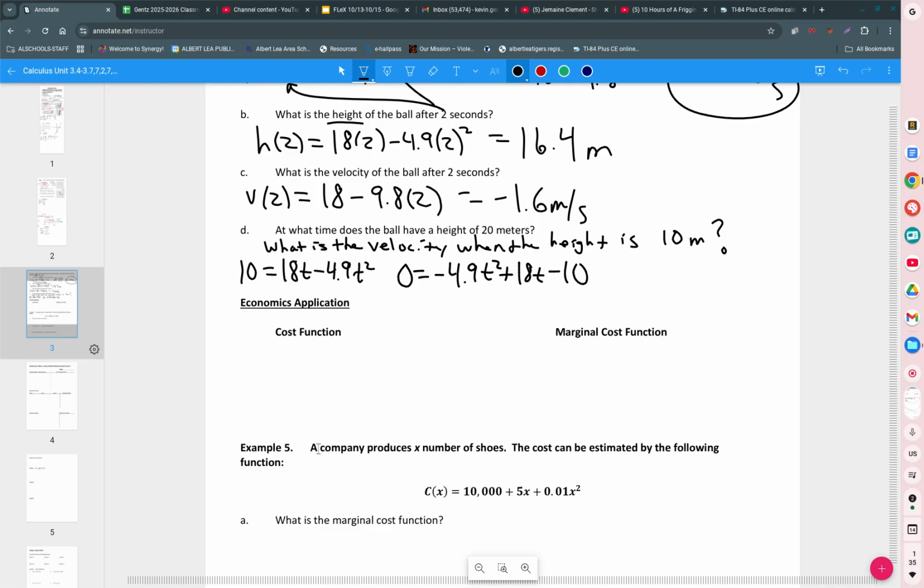So if I grab Paradise's calculator and I press program, it says quad. I press enter on that. You would have to enter it into yours. I press enter on the formula. It asks what A is, and A is negative 4.9. Then it asks what B is. B is 18. Then it asks what C is. C is negative 10. And I get 0.68.